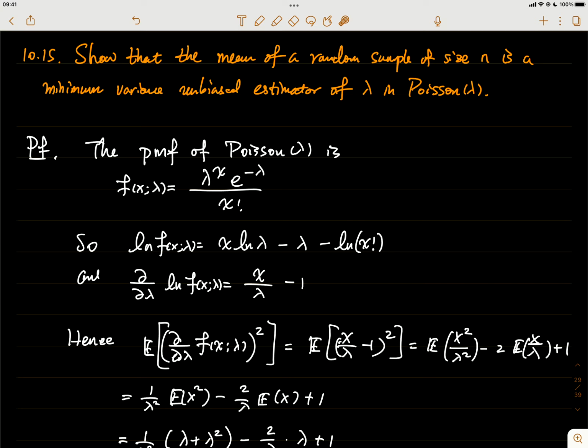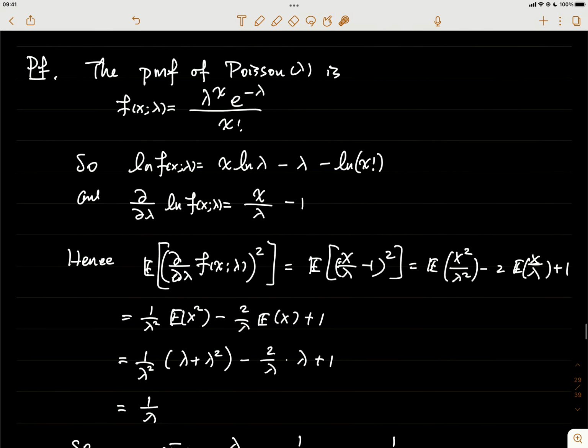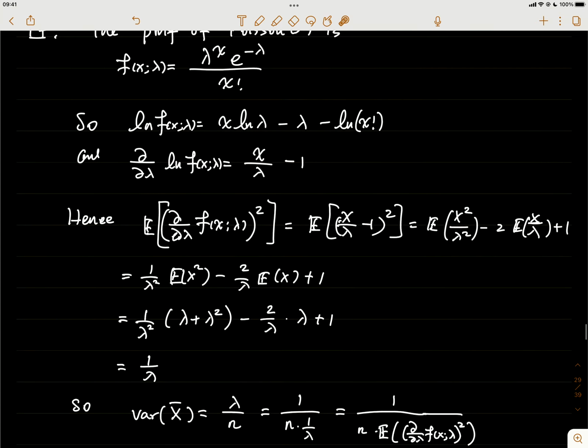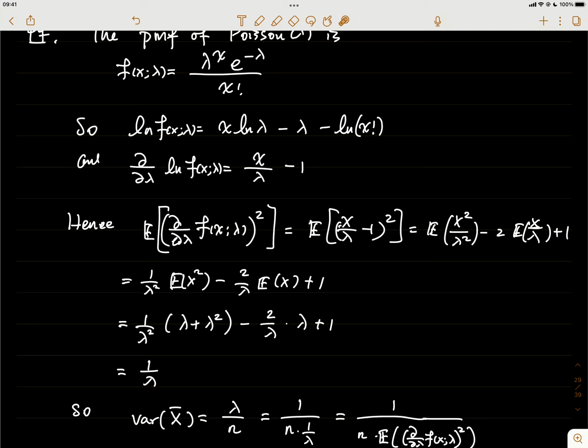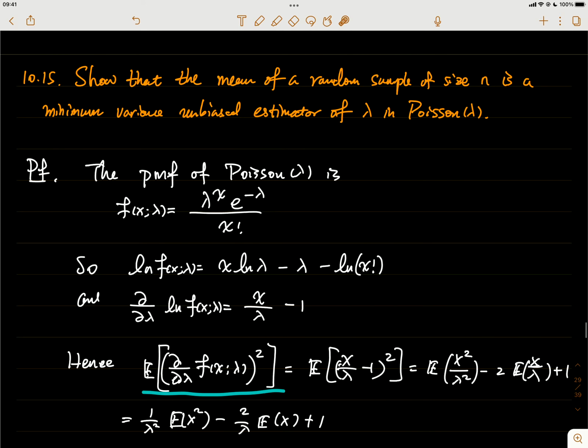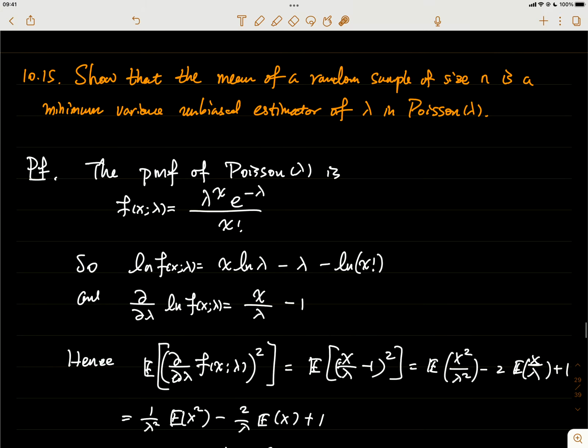Okay, so now let me first recall what that Fisher information is. It's this guy, right? You look at the PDF of the distribution. You need to write it as a function of the value of the random variable and also the parameter of the distribution. Then you take the partial derivative with respect to lambda, square it, and then take the expectation. Then this is called the Fisher information, which we discussed in class. So now let's see what this is for a Poisson distribution.